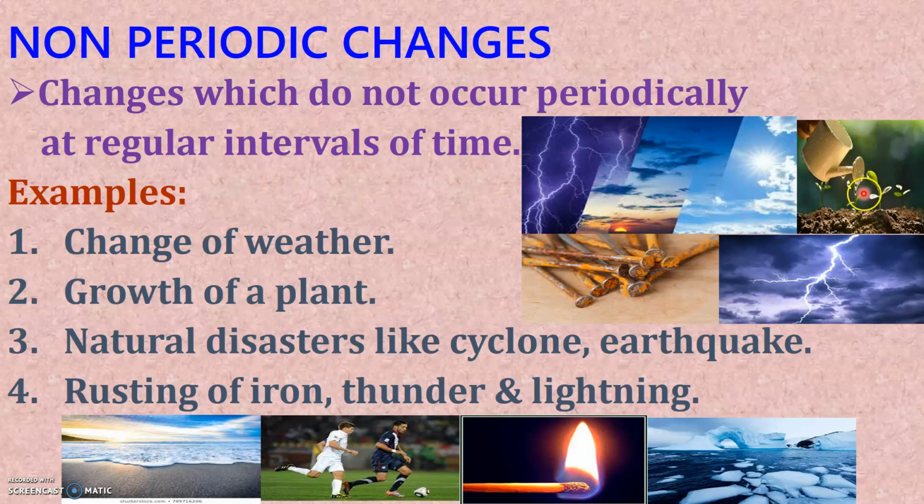Likewise, growth of a plant, natural disasters like cyclone, earthquake, etc., rusting of iron, thunder and lightning, melting of glaciers, burning of a matchstick, running of a football player on the ground, ocean tides. All these are examples of non-periodic changes because they do not occur periodically nor at regular intervals of time.